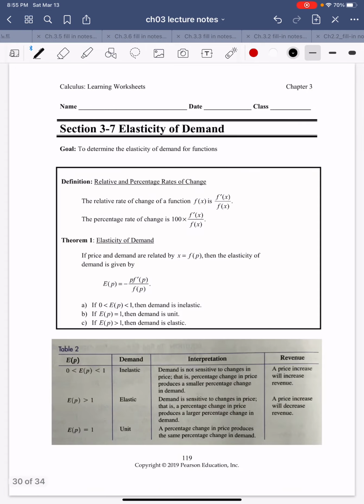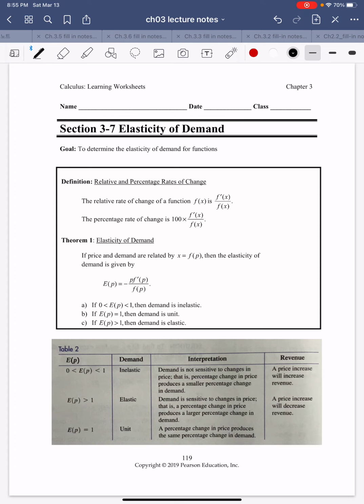So the very first one: use the given equation, which expresses price P as a function of demand X, to find the function f of P that expresses demand X as a function of price P, and identify the domain of f of P. So take a look at this. We are given the P function. We need to come up with f of P, which is x equal to f of p.